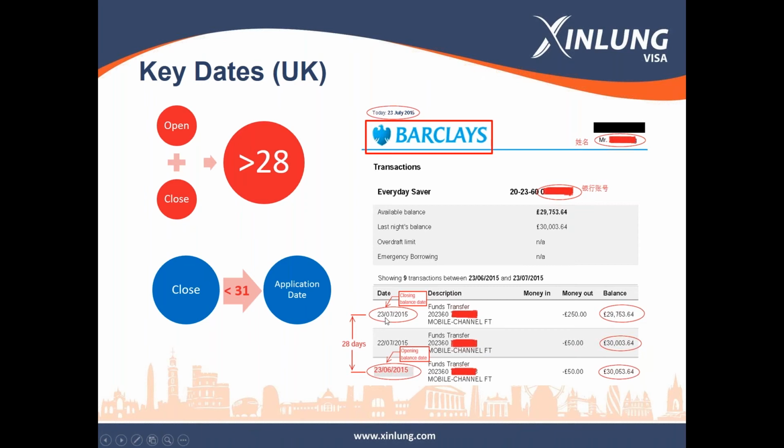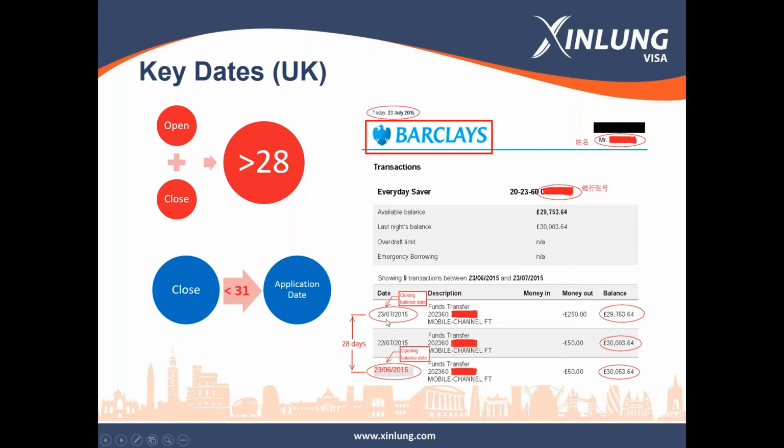Now we need to look at the balance column to make sure that between these 28 days, the money has always been maintained there. So 30,000 on the 23rd of June, 30,000 on July 22nd, and 29,000 on the last day of the balance, which is 23rd of July. So the student has always maintained at least £29,000 in the bank account over the last 28 days. If he only needs, for example, 25,000 to prove the tuition fee and the maintenance level, then 29,000 is more than 25,000 required, and the money has been maintained for 28 days.